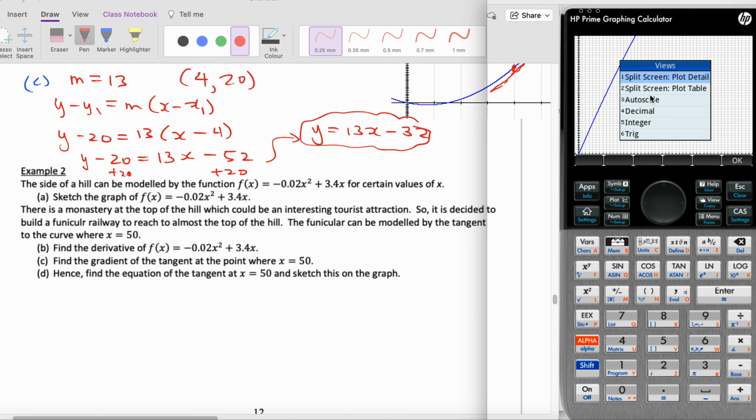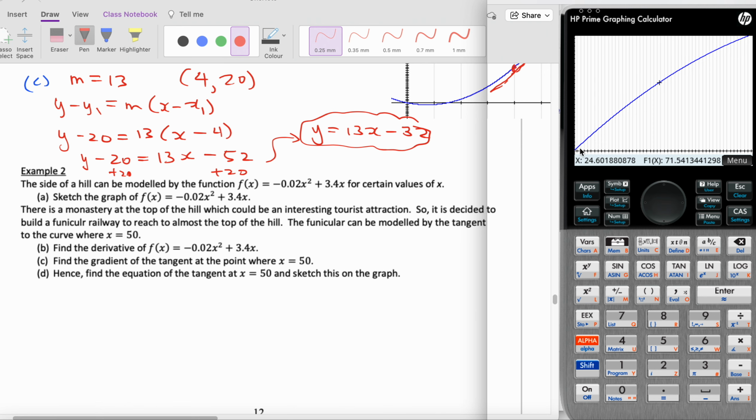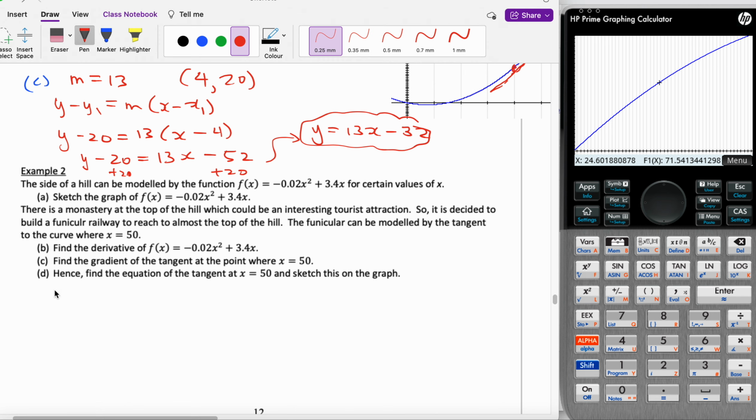And then remember, good old view auto scale will also give us the hill. So there's a monastery at the top of the hill. So this looks something like this. It starts at 0, 0, and then eventually it's a hill. By the way, if you wanted to know this point, maybe they'll ask us for it, then you can just find the route, so you know what you're drawing.